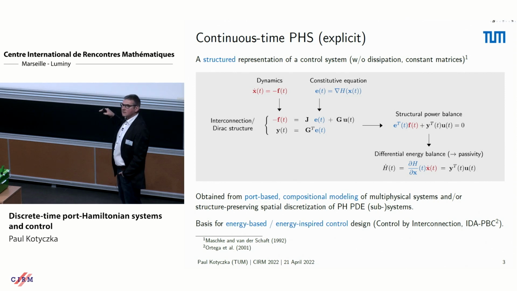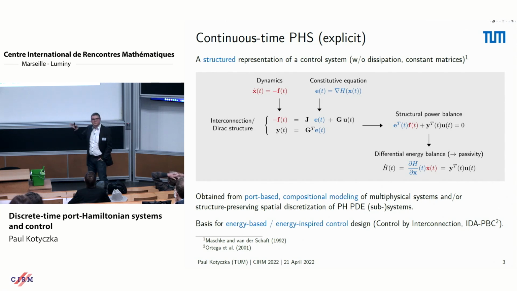And if we now complement these relations by dynamics, when we say the flows are nothing else than time derivatives of the states with a minus sign, and the efforts, the co-states, are derived from a Hamiltonian, and plug this into the structural power balance, we come up with what we know as the differential energy balance, which shows us passivity, in this case losslessness, because I forget about R for the moment. Everything can also be added with dissipation, but here it is much clearer to expose it without dissipation. So we end up with H dot equals y transpose u, which we all know, which shows passivity and losslessness.